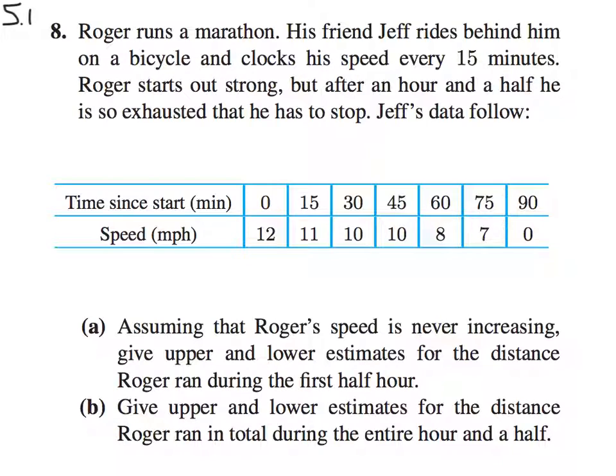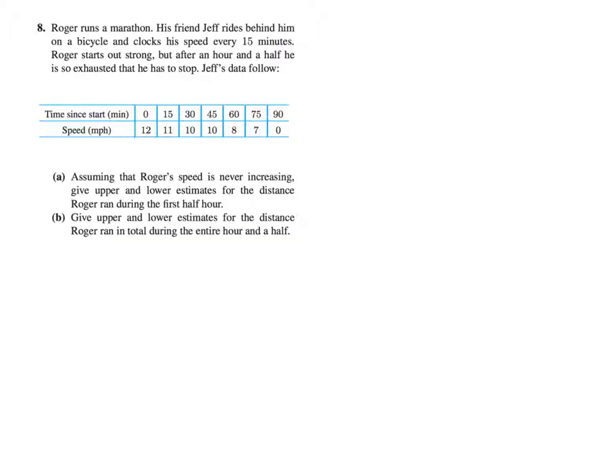Now, question A, assuming that Roger's speed is never increasing, give upper and lower estimates for the distance Roger ran during the first half hour. So what does it mean now to give upper and lower estimates? Well, we use a left and a right hand sum. It's just the question which is the upper and which is the lower estimate.